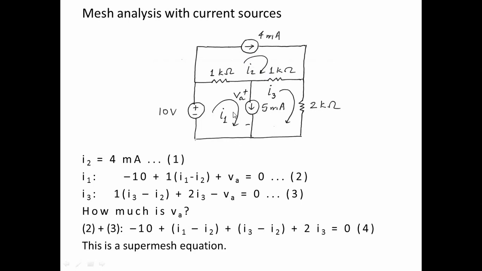Here there is another current source, but that is between 2 meshes. So let us see how to handle that. The first thing we do is write 2 mesh equations, one for this mesh and one for this mesh. So we'll say minus 10 plus 1 into (I1 minus I2) plus VA, which is the voltage across this current source. So it's minus 10 plus 1 into (I1 minus I2) plus VA equal to 0. If you are paying attention, you'll see that this is 1 kilo ohm, but I have just written 1 here. I should actually have written 1000.